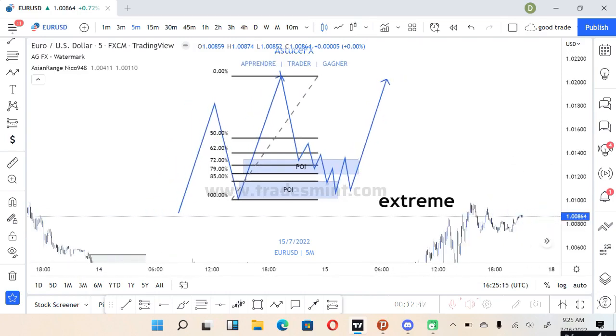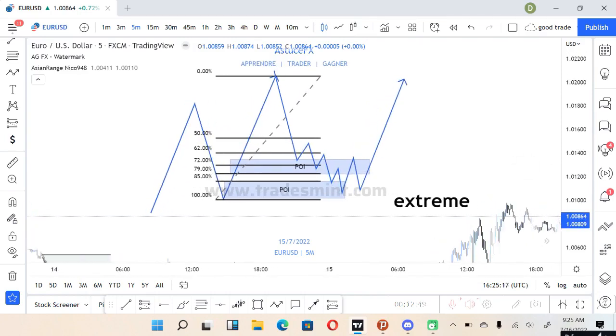But let's say you have two OBs. With two OBs, you can also split your risk. You can go 0.25 in the first OB and 0.25 in the second OB. What can happen is one trade might hit stop loss and one trade might not get triggered.